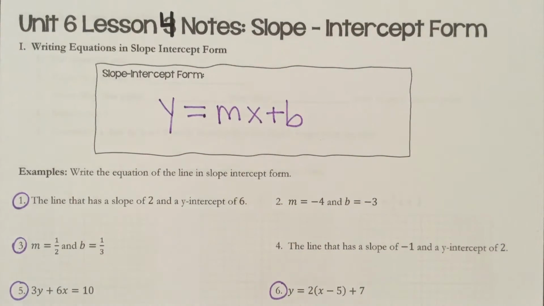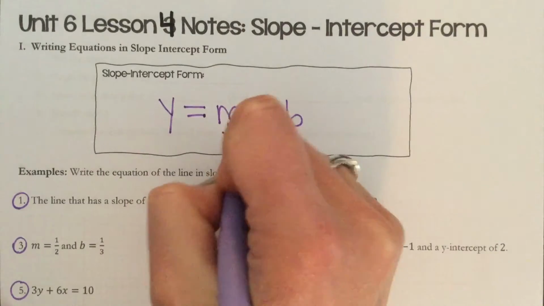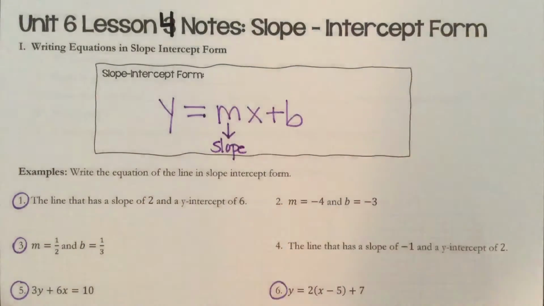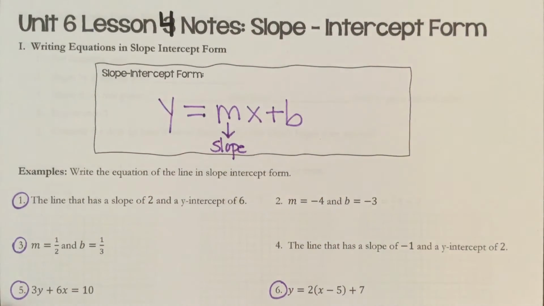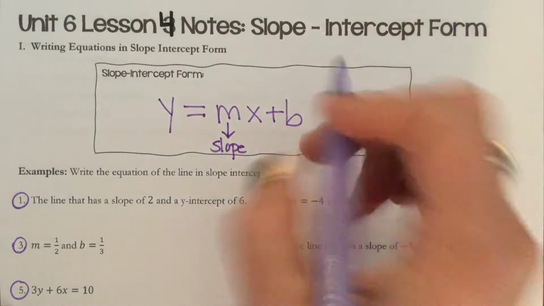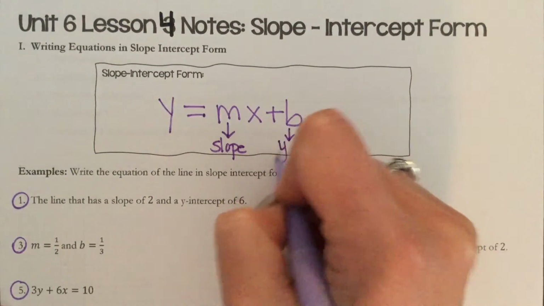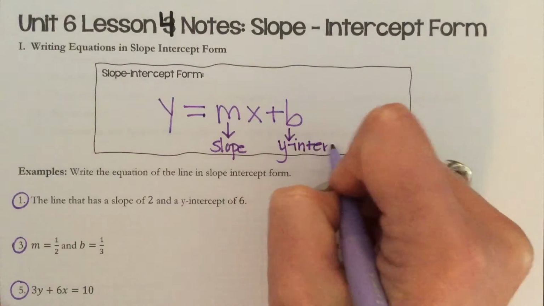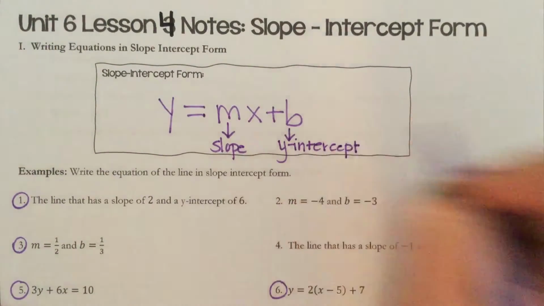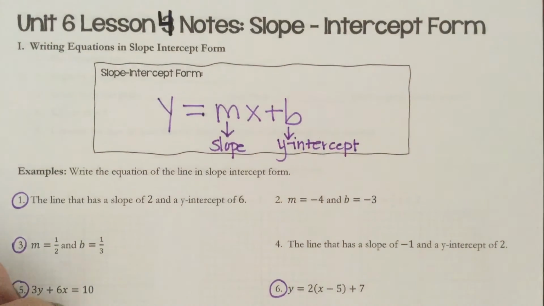In slope-intercept form, that m is our slope, right? And in the previous video, it was called the coefficient of x. And then the b is our value for our y-intercept, or the constant will be our y-intercept. In the couple examples that you see below, we want to write the equation of the line in slope-intercept form.